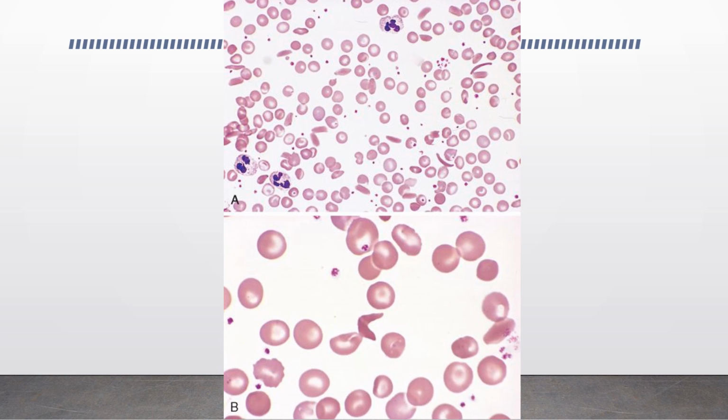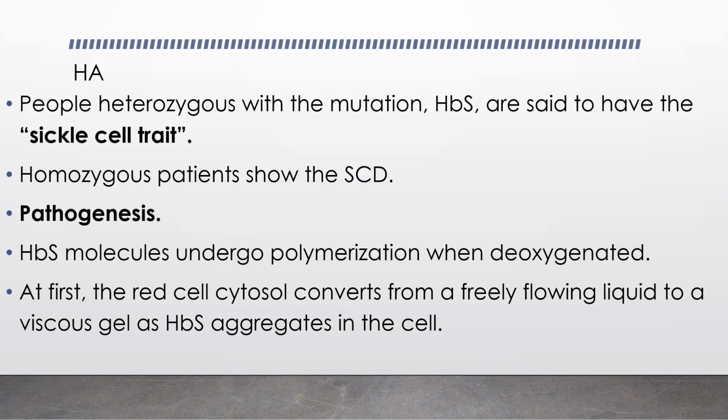Here we see what happens in sickle cell anemia: sickling, abnormal sickle-shaped cells, damaged RBCs, not normal looking RBCs, a lot of variation in sizes. Heterozygotes with the mutation are said to have sickle cell trait. They don't really show the disease. Homozygous patients show the SCD. Okay, so it's not a dominant but a recessive disease. Usually it's like this.